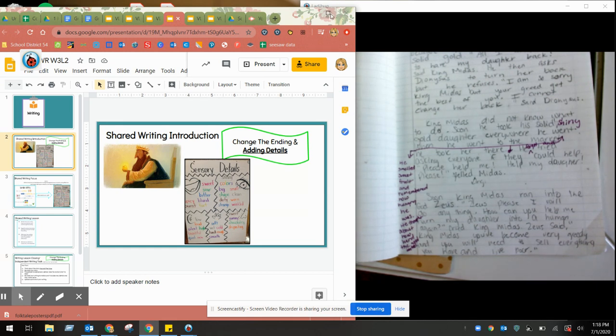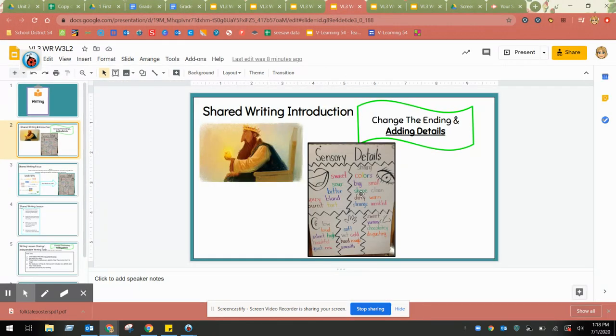So today, as you're adding your sensory details, think about the things that are happening in your story that might have taste, that you can see, hear, feel, or smell.